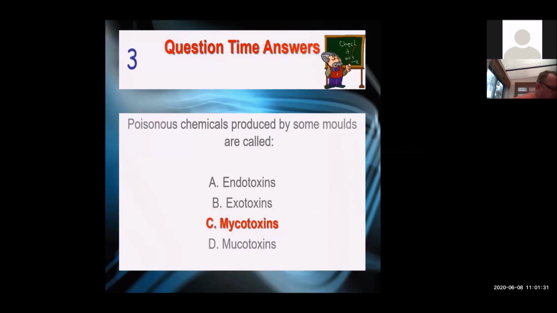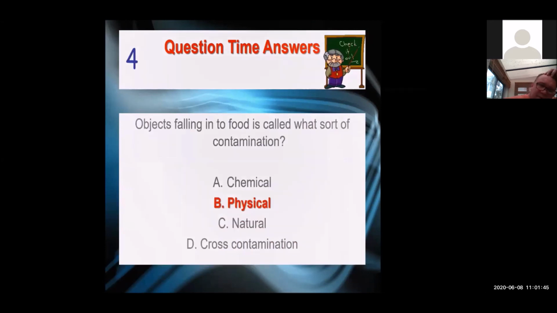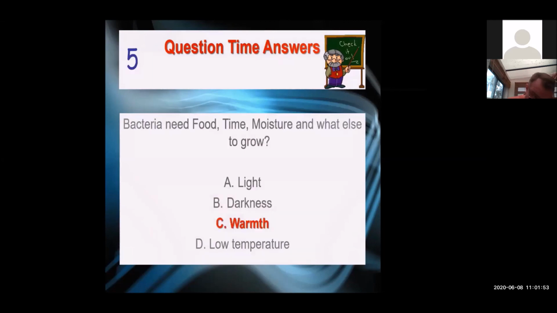Question 3, the answer was C, mycotoxins. Poisonous chemicals produced by some molds are called mycotoxins. Question 4 was B. Objects falling into food is called what sort of contamination? Physical. Question 5 is C. Bacteria need food, time, moisture, and warmth to grow. And as you heard in the previous answer, if all them conditions are in place, that process will be called binary fission.